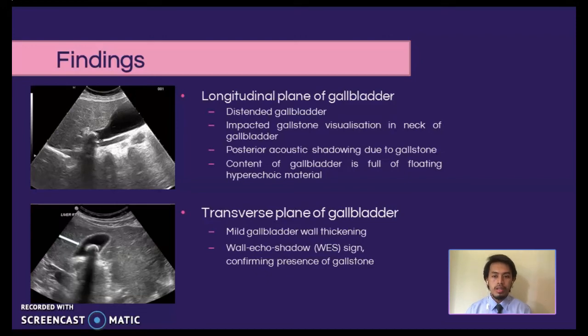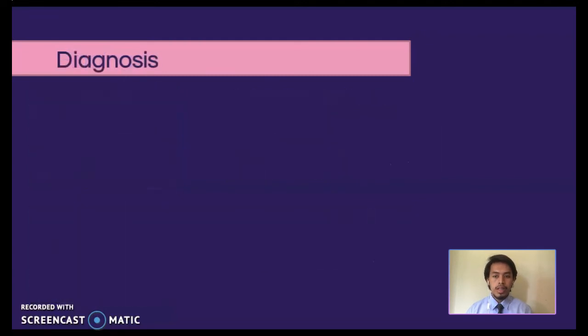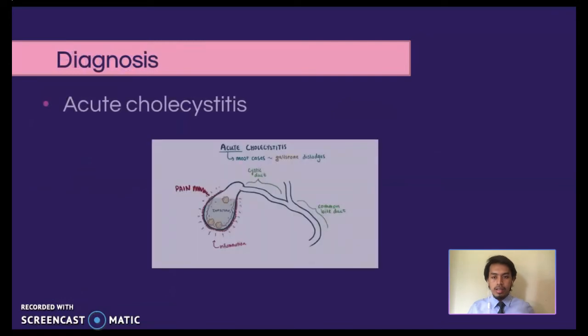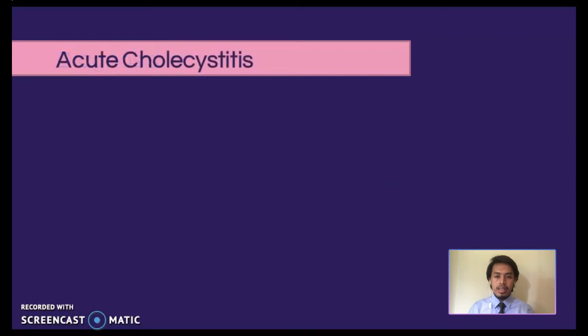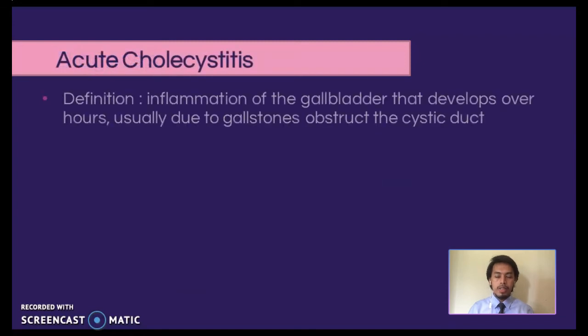So based on the ultrasound images along with the other relevant clinical information, the most likely diagnosis for this patient is acute cholecystitis. So what is acute cholecystitis? Acute cholecystitis is a condition of gallbladder inflammation that develops over hours, and it is usually caused by a gallstone that obstructs the cystic duct.